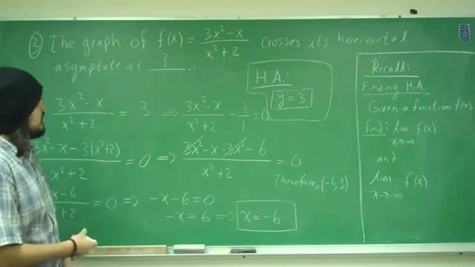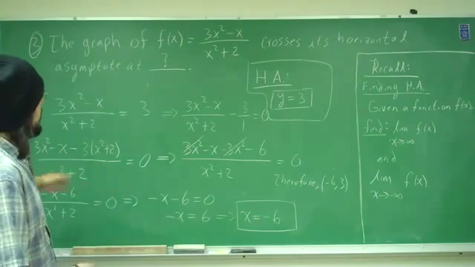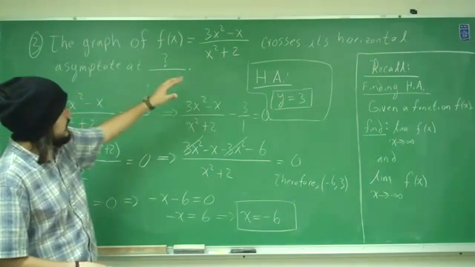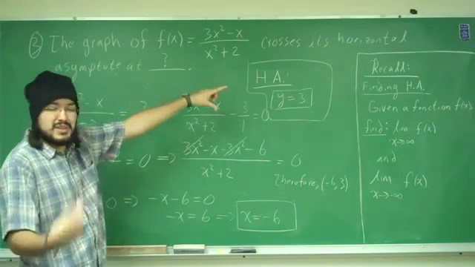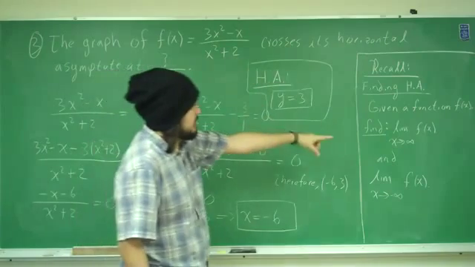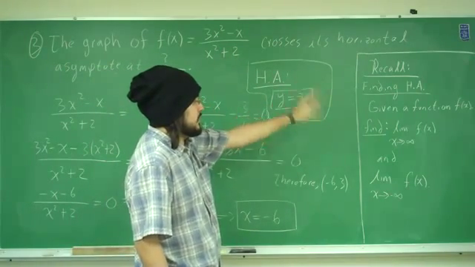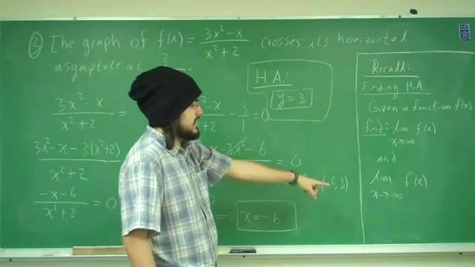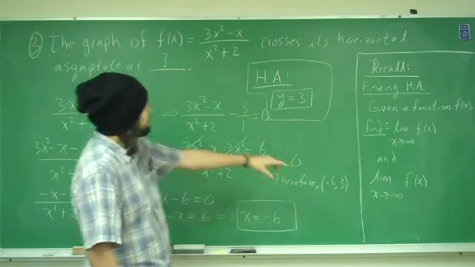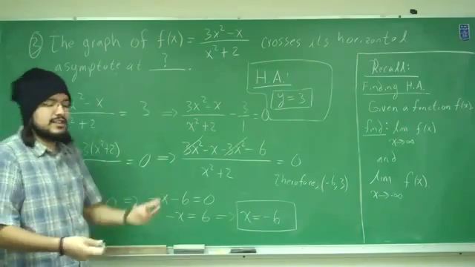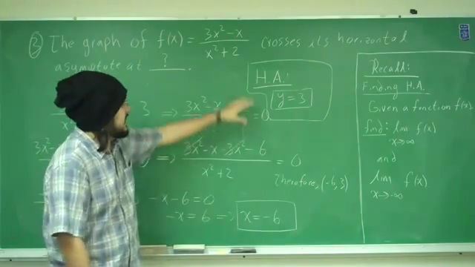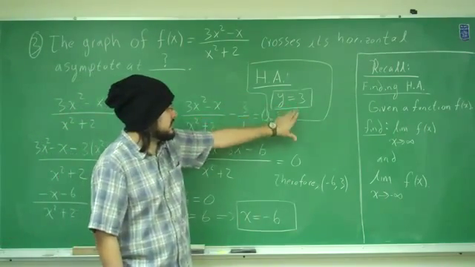Alright, so a little recap. We want to find the x value that crosses the horizontal asymptote. First we need to find the horizontal asymptote, but remember, to find the horizontal asymptote we need to take the limit as x approaches infinity and as x approaches negative infinity of that function. I took the limit as it went to infinity, and I took the limit as it went to negative infinity, and I obtained that the only horizontal asymptote was y equals 3.